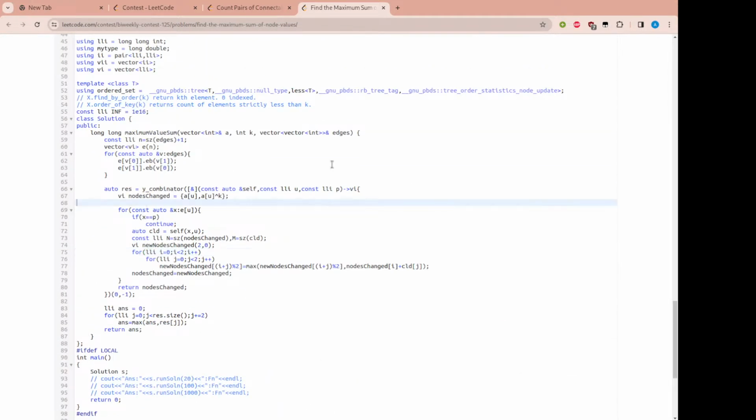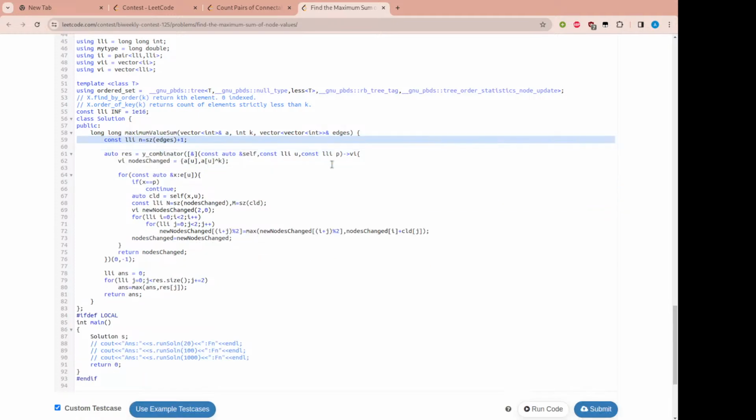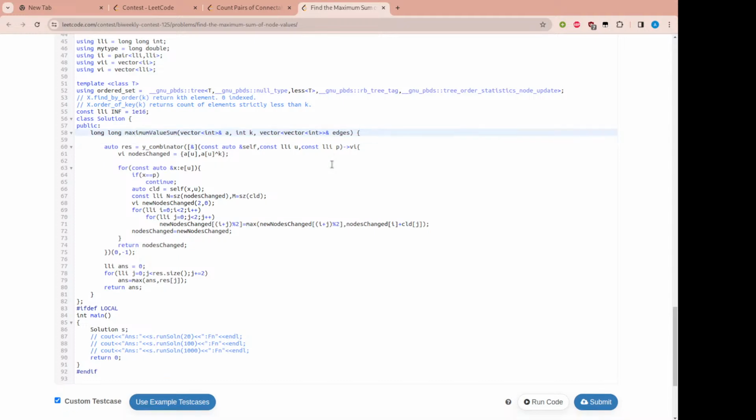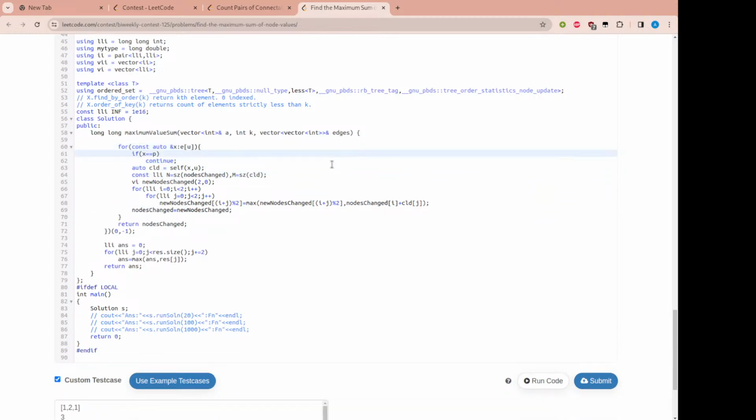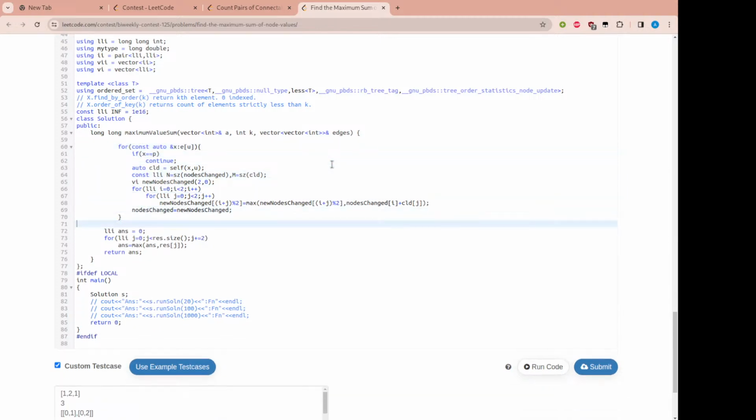And one more way over here is that we don't even need this graph altogether. We can just ignore all the edges as well. That was something which I realized much later.